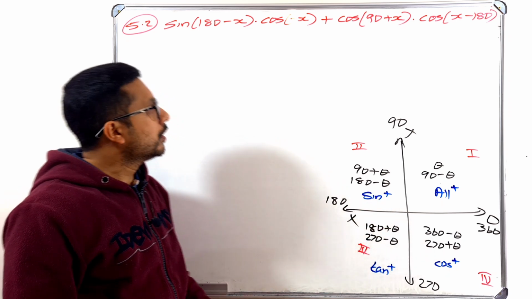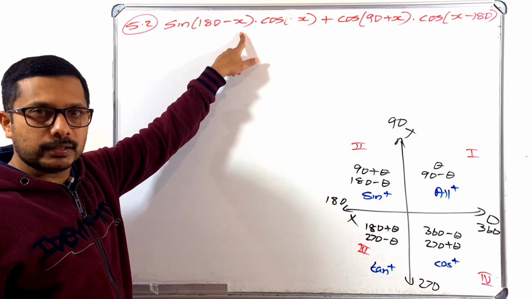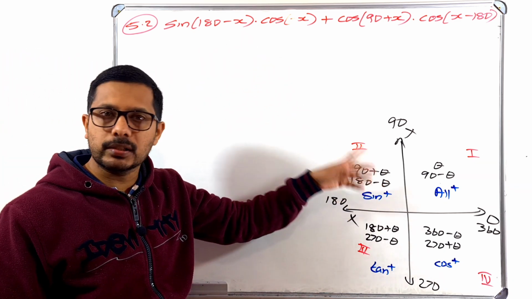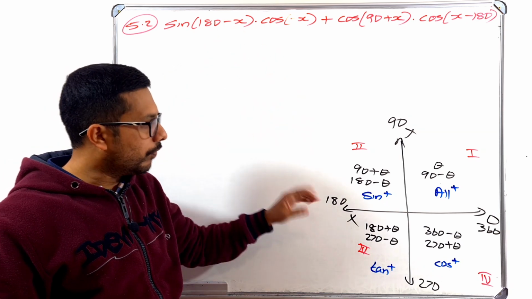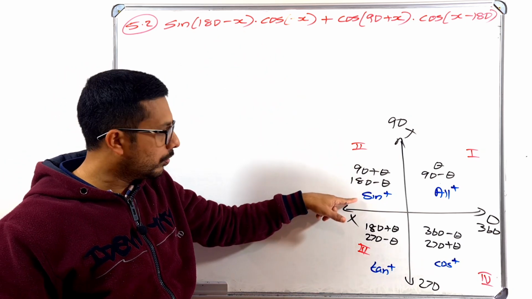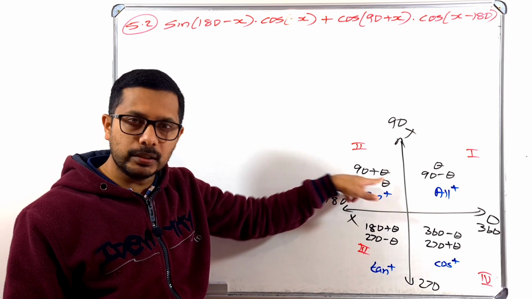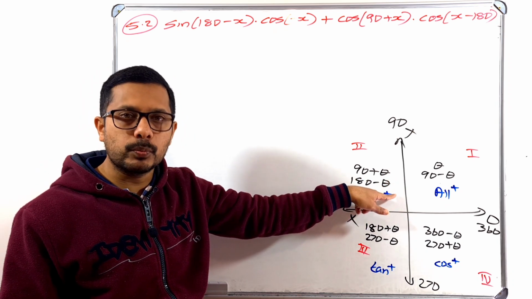So here, sine of 180 minus x. 180 minus x is the same as 180 minus theta; this x stands for the angle theta. Which quadrant is that? 180 minus theta is in the second quadrant. In the second quadrant, what is positive? Sine is positive.